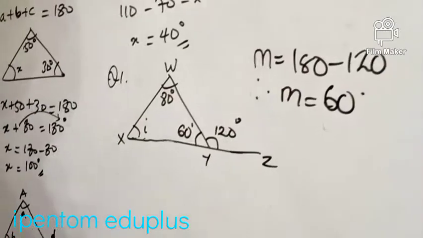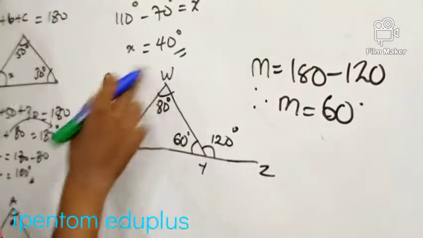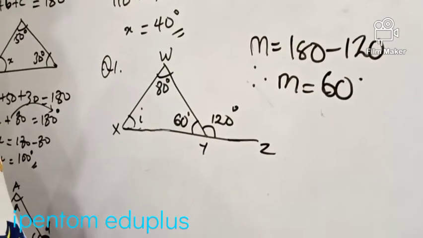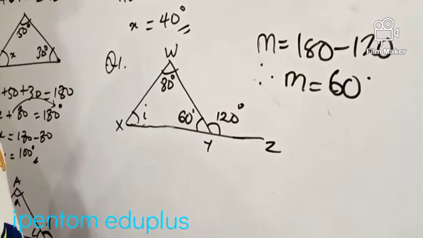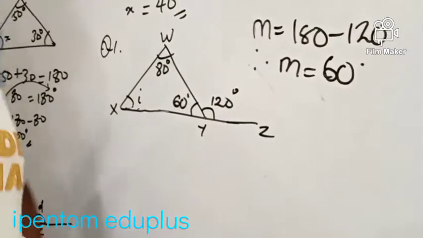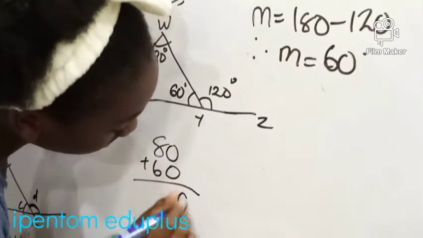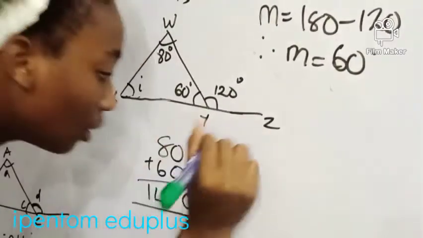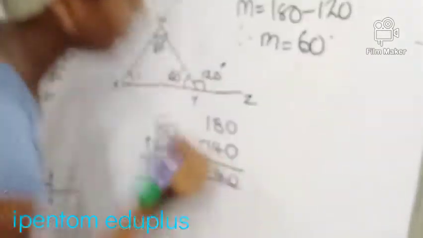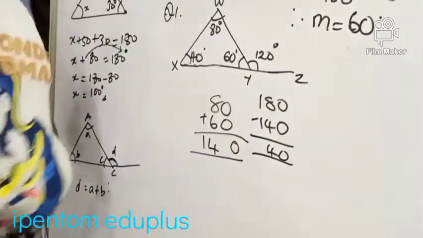Since you have found M and M is 60 degrees here, to find I, you add 80 and 60 and subtract from 180. Why? Because 180 is the sum of angles in a triangle. You add them together, then subtract your answer from 180. So let's continue. 80 plus 60 is 140. 180 minus 140. That's your answer. Your answer is 40 degrees.